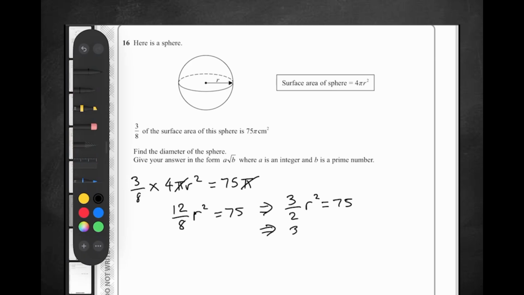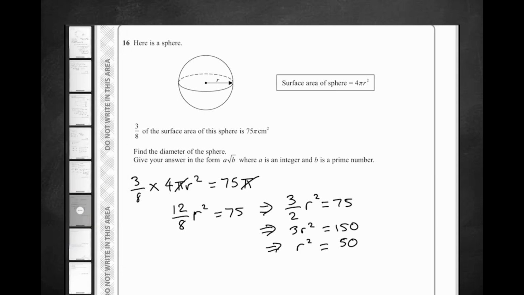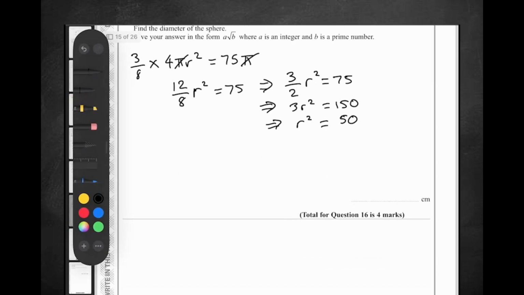Therefore, 3r squared equals 150, just by multiplying both sides by 2. Therefore, r squared equals 50 by dividing both sides by 3. But we don't want r squared, we want the diameter. So I'll say, therefore, r equals the square root of 50. Therefore, the diameter equals 2 times the square root of 50. Its diameter is twice the radius.